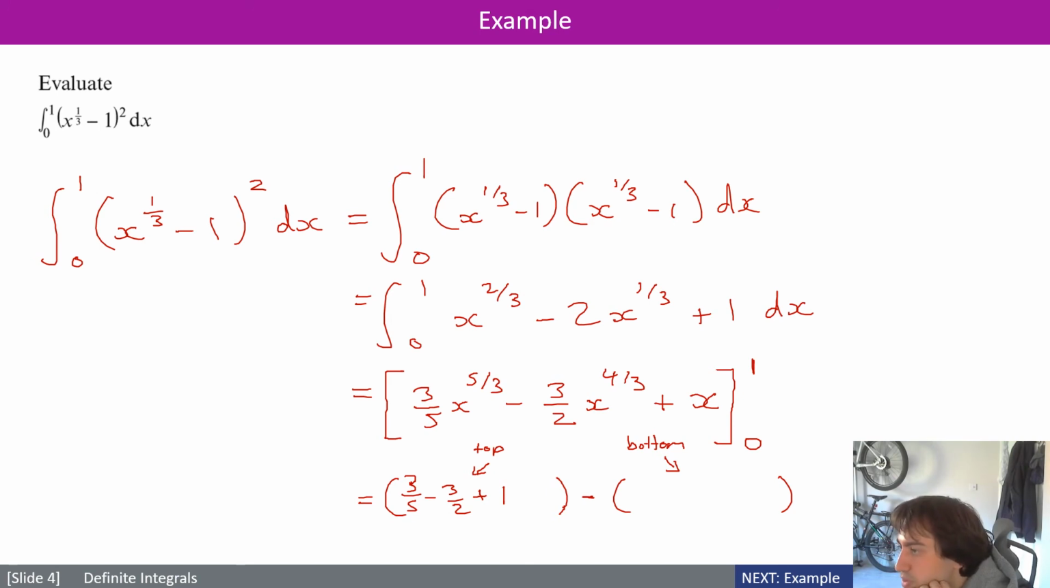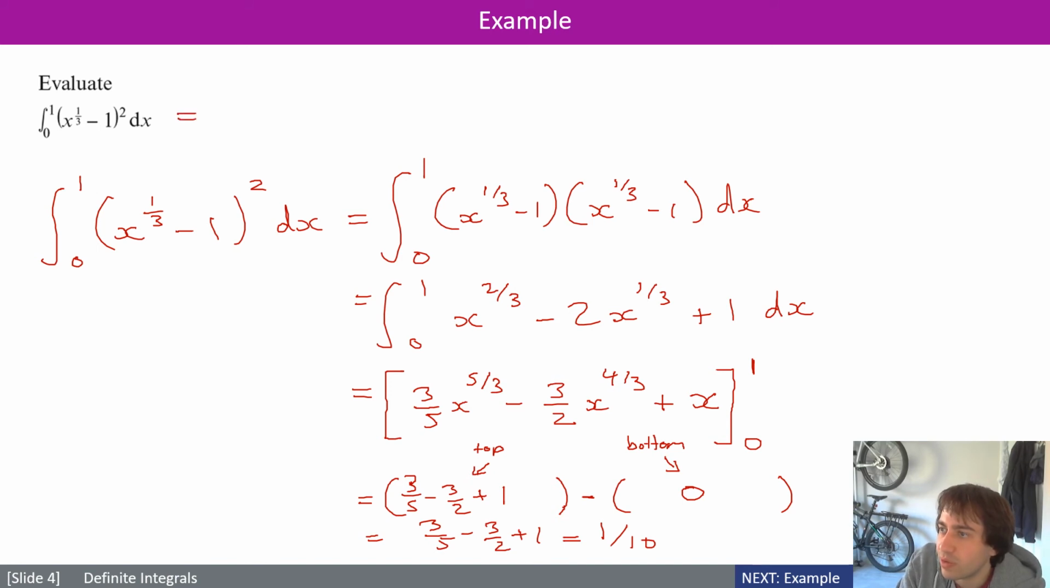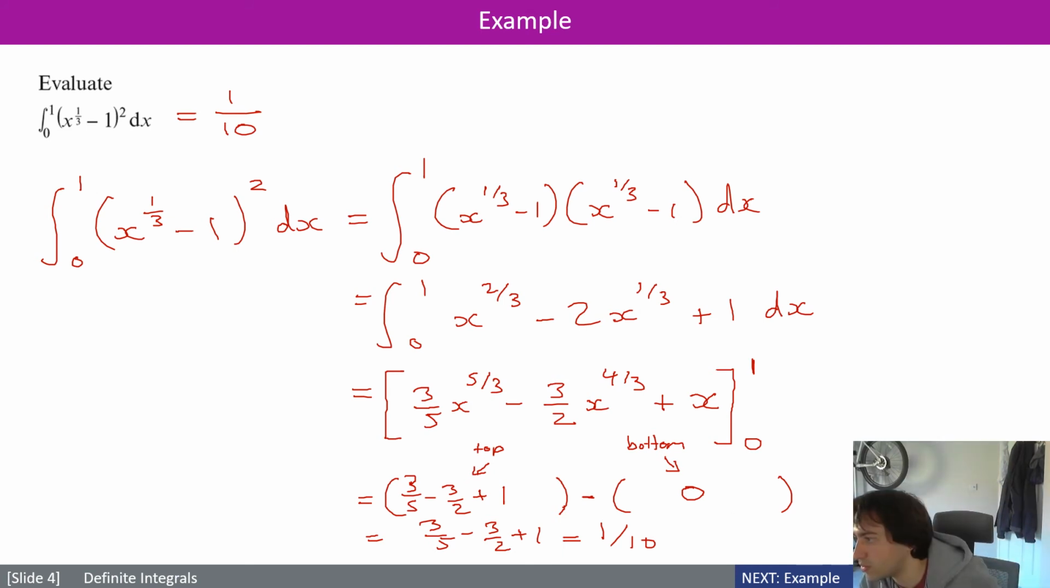If I put 0 in this function, it all just cancels out. That's not always going to be the case, but in this case it will give me a 0. So I end up with just the 3/5 minus 3/2 plus 1. Okay, and then we work that out, and that should give us 1/10. So that's the value of that definite integral. We get a number, and it's 1/10.